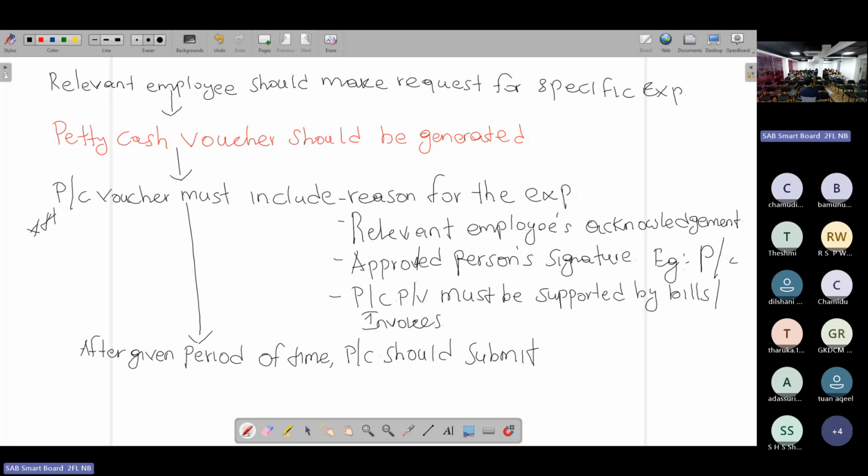Let's say May. On May 1st, the petty cashier has received some money, let's say 10,000. He has received money from the accountant and he has paid out certain amounts. At the end of May 31st or June 1st, he should do one activity. What activity should he take?